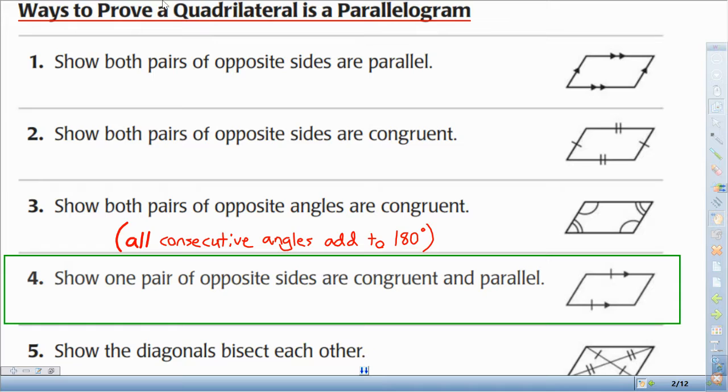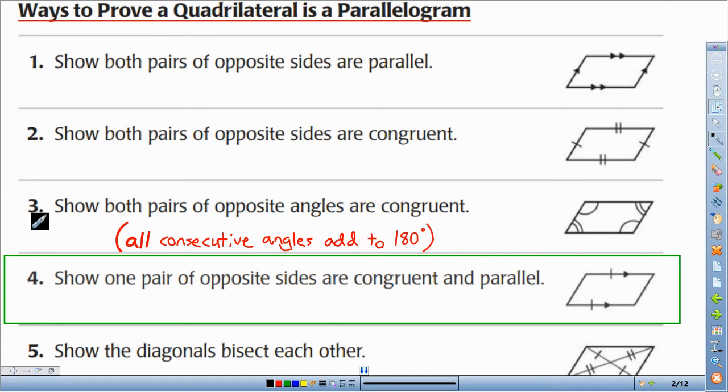Okay, so ways to prove a quadrilateral is a parallelogram. Number one, first thing we can do is show that both pairs of opposite sides are parallel. That's the definition of a parallelogram. So if we can show that opposite sides are parallel, we've got a parallelogram. The second way is to show that both pairs of opposite sides are congruent. If we can show that, we can say yes, we have a parallelogram, which is one of the rules we learned in the last lesson.